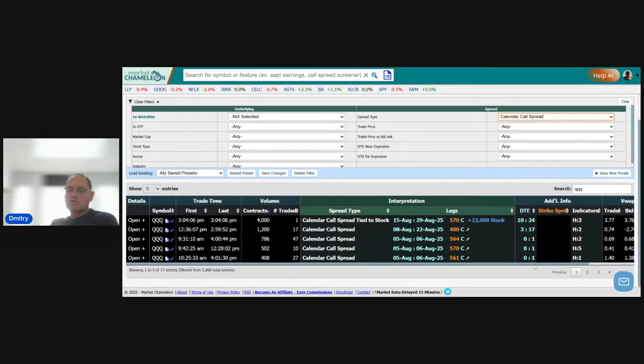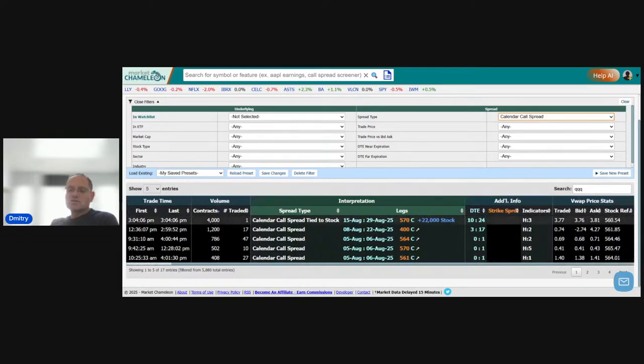And again, we could come over here and just see, okay, stock was 560, so it's $10 away. The days to expiration, the front month is 10 days away. The next month is 24 days to expiration. The traded price, VWAP price, 377. So here we see it's closer to the bid. That's where it's trading, but a little bit better price improvement than from the bid.